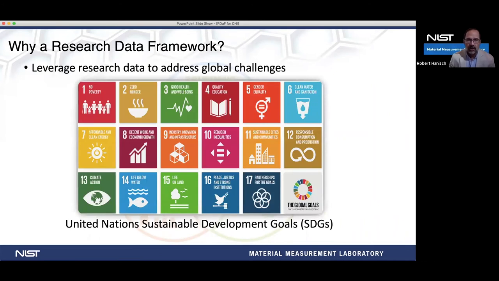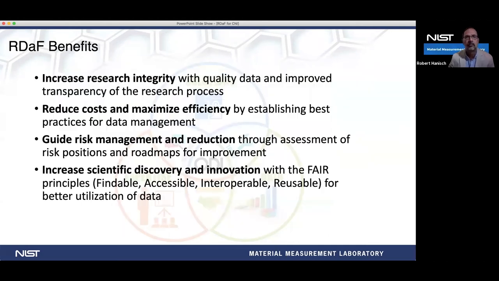Why do a research data framework? Well, again, we want to really leverage research data to address global challenges, such as the United Nations Sustainable Development Goals. This requires being able to integrate data from very disparate sources, data that were never really intended to be shared across such diverse platforms. And so reaching out to solve these problems is going to require solving serious issues around interoperability and exchange of complex data. There are many benefits to doing this framework.